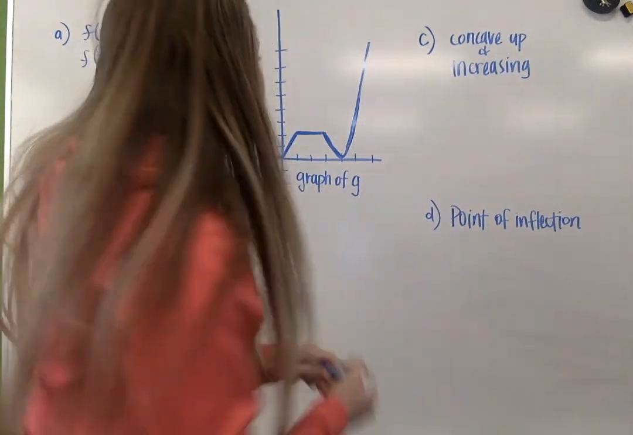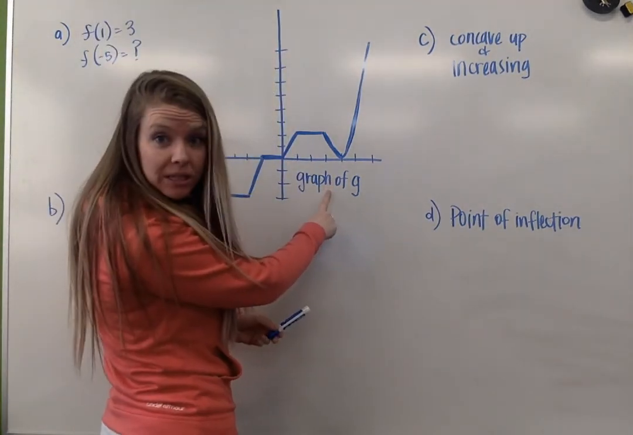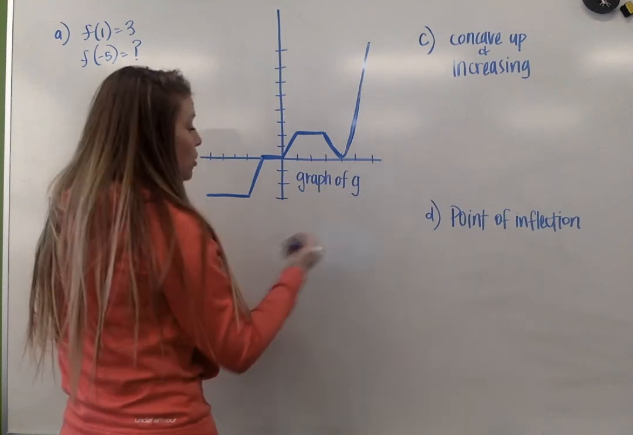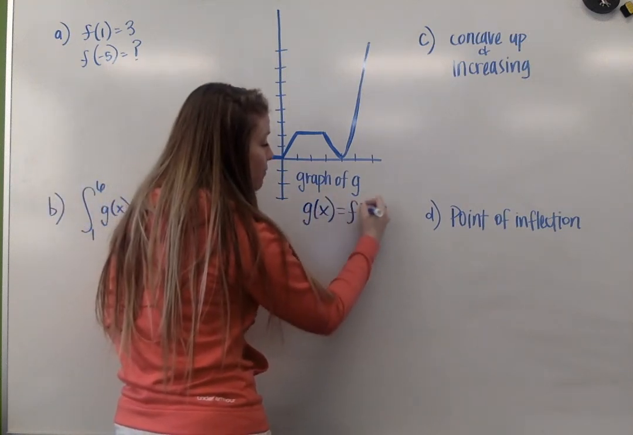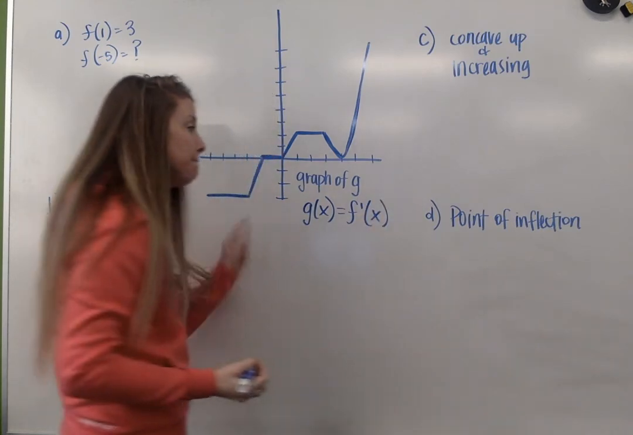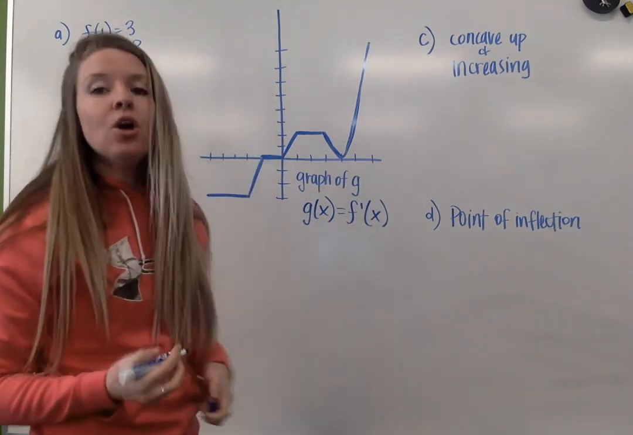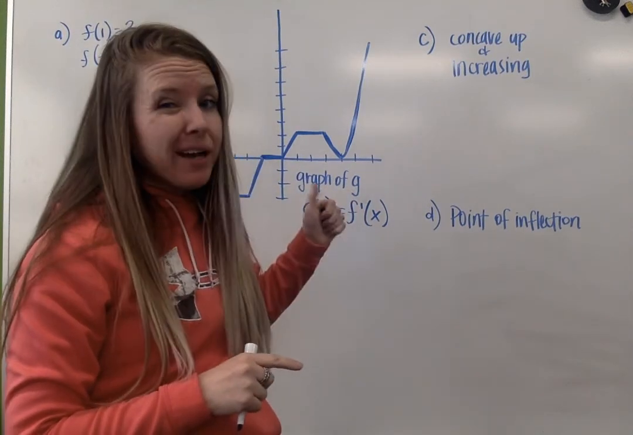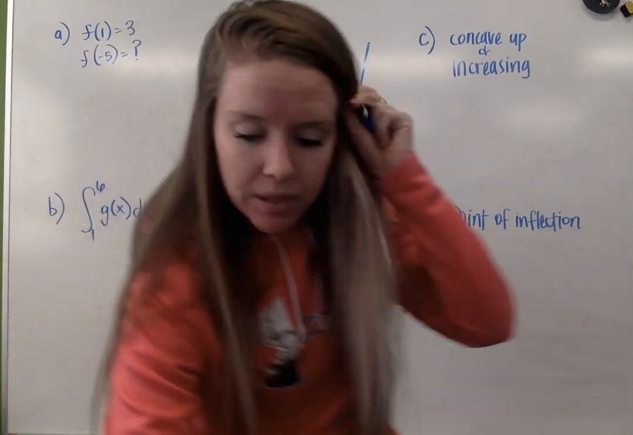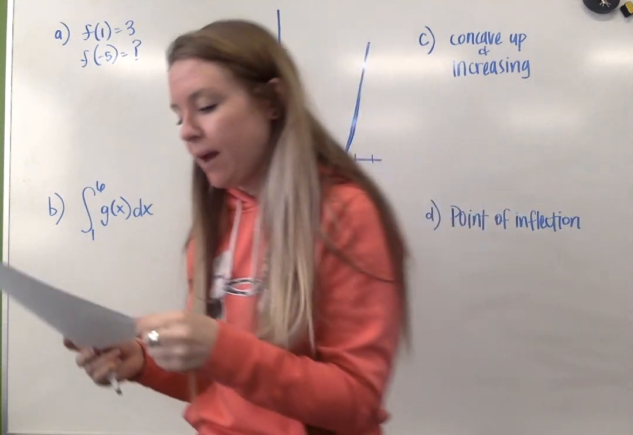So remember that little trick I told you? They've told me that this is the graph of g. We know that g of x equals f prime of x. Boom, fact. With that, we're going to be able to answer these questions, and with that, we might score an extra point. Not an extra point, but a point. Okay.